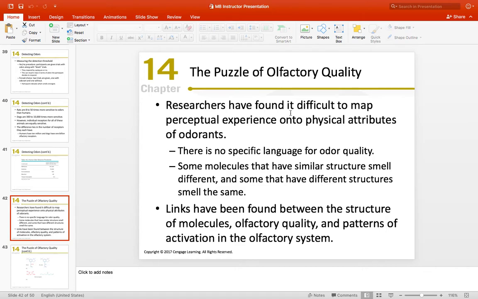Once again, like taste, the puzzle of olfactory quality: researchers have found it difficult to map perceptual experience onto physical attributes of odorants. You can have a situation, as I mentioned before, where similar chemical structures can smell different, and sometimes you can have structures that have vastly different chemical structures, but they smell almost the same. So once again, we're trying to figure out, is there a relation? Well, sometimes there might be a relation.